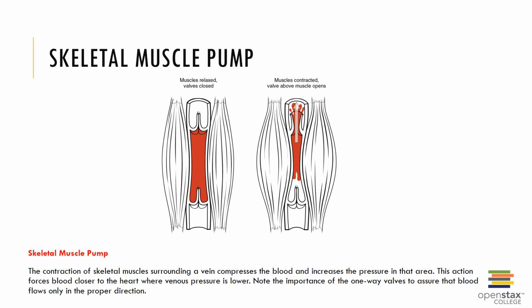The skeletal muscle pump, as noted previously, is important in assisting venous blood to be returned to the heart. The contraction of skeletal muscles compresses the veins and the blood within them and increases the pressure in that area. That forces blood closer to the heart. In addition, you can also see the importance of the one-way valves so that our venous blood only flows in one direction.